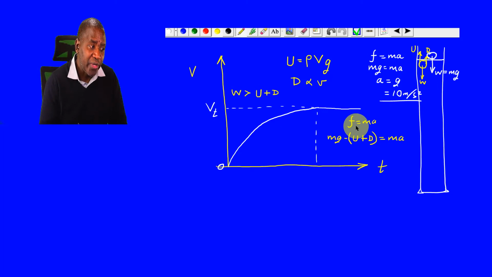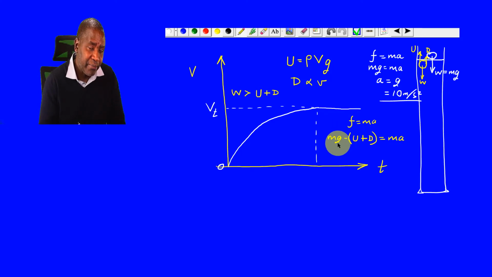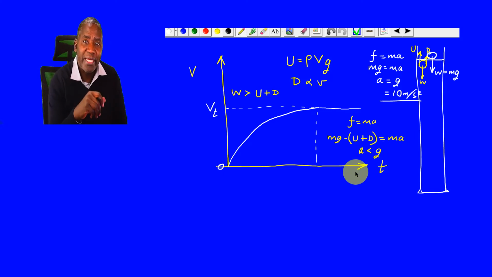So, when we resolve downwards and we want to get the resultant force, we resolve in the direction of movement of the object, or at least in the direction in which we feel the resultant force is acting, which is downwards. We realize that mg is greater than the sum of the upward forces. Because we have subtracted a force from mg, the acceleration we get here will be less than g. It's going to be less than g.